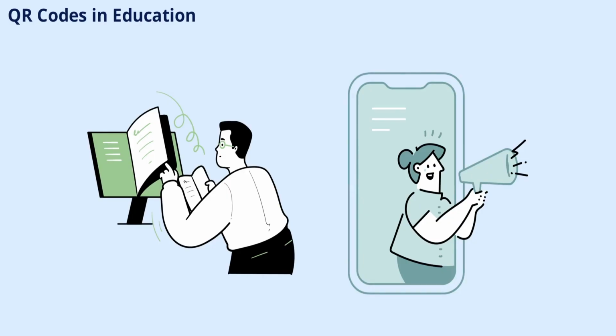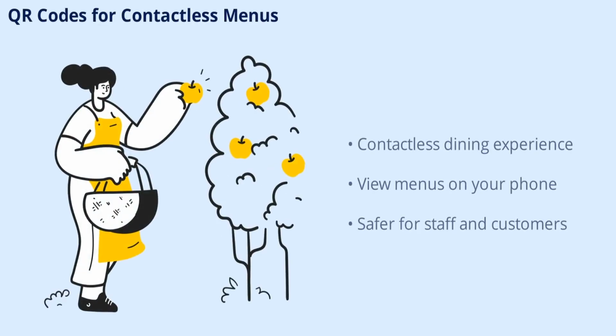During the pandemic, contactless menus became essential for restaurants. QR codes printed on tables or walls let customers view menus on their phones, reducing the need for physical menus and minimizing contact. This simple solution helps keep both staff and customers safe while providing a modern dining experience.